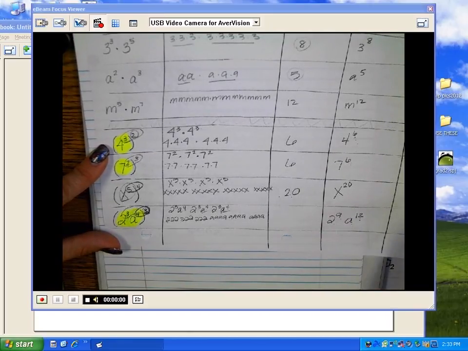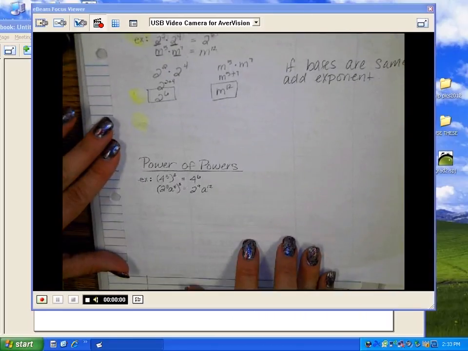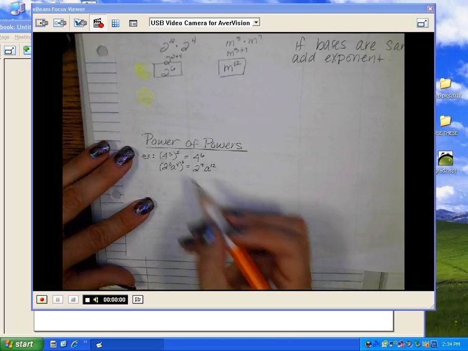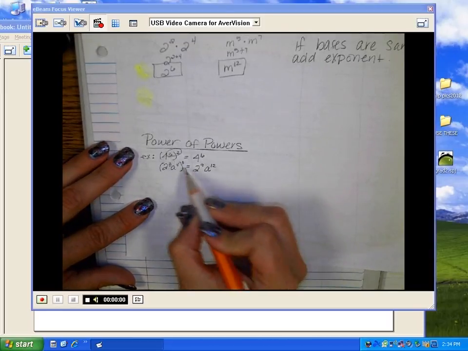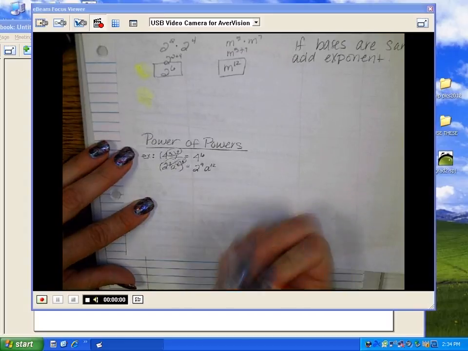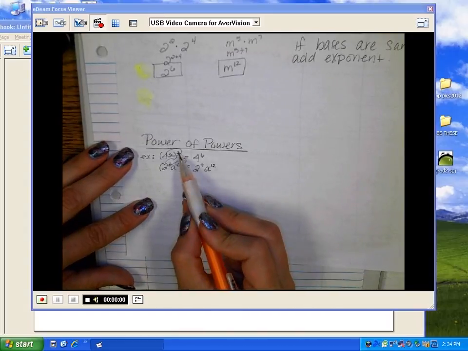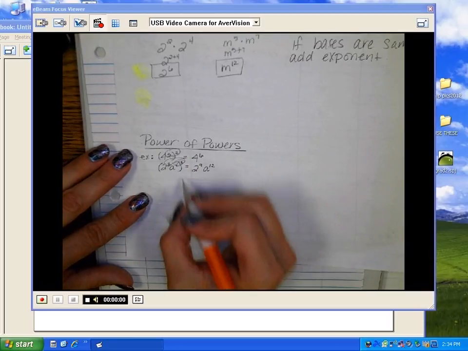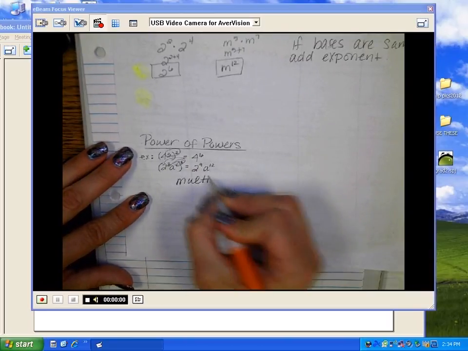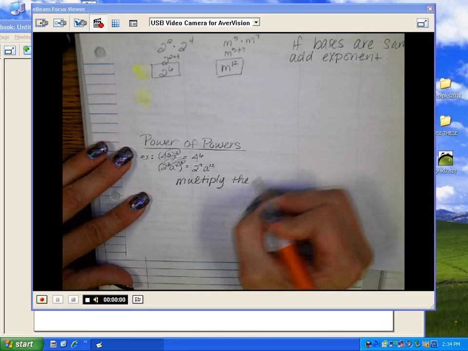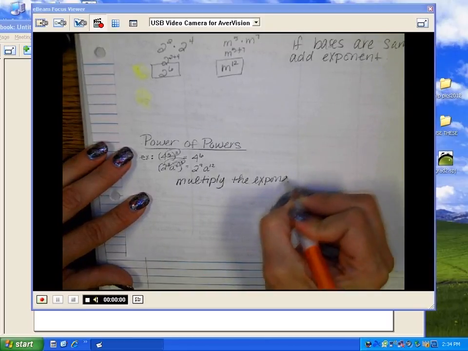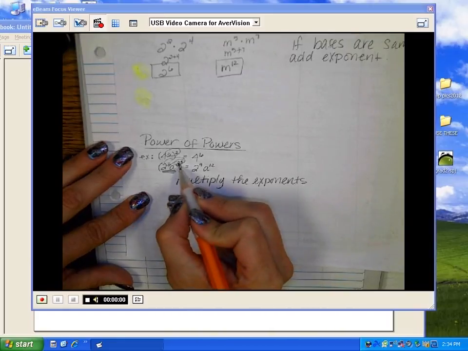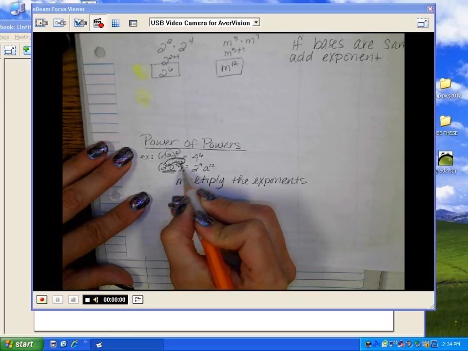Okay? So let's take a look at our power of powers. We're saying the bases don't have to be the same. It's not about the bases. It's about these exponents. And so when we have a power raised to a power, or an exponent raised to an exponent, we can say that we multiply the exponents. But you have to remember that if there's multiple pieces, you have to multiply the exponents for each piece.